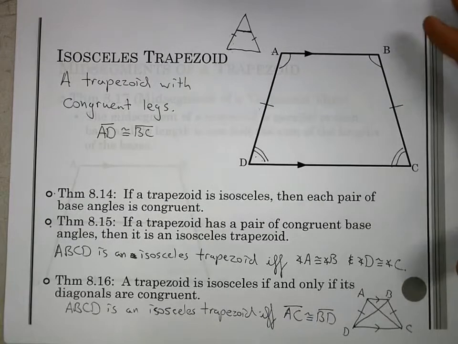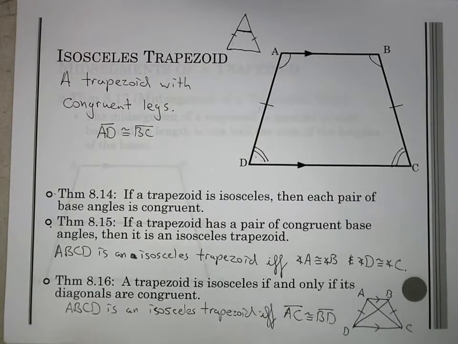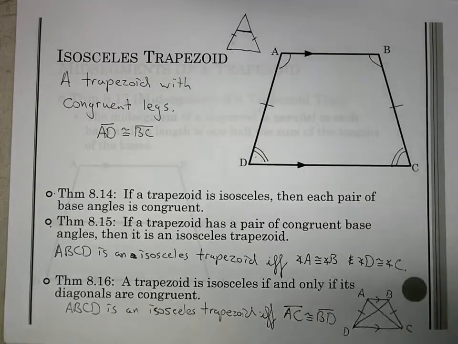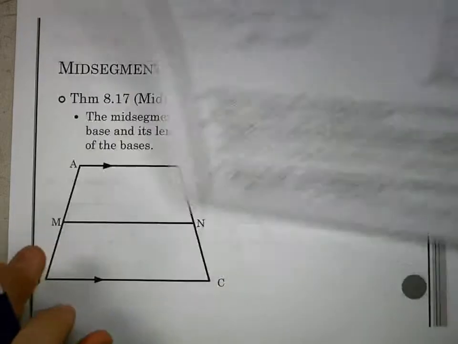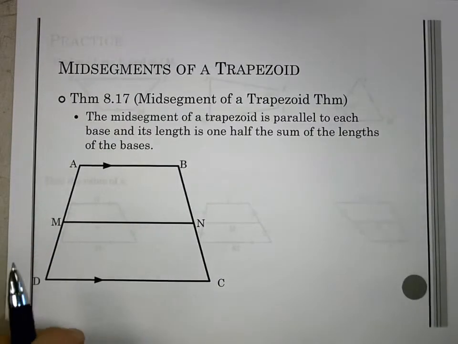Now, this is not a parallelogram. They do not bisect each other. We have seen that diagonals are congruent in a rectangle, but that's just mere coincidence in what we're looking at in that sense. It doesn't mean it bisects. It doesn't mean that it's also a rectangle. We're just going to use the fact that they will, in fact, be congruent when we look at the diagonals in an isosceles trapezoid. Now, the last part we have for a trapezoid is the midsegment of a trapezoid.